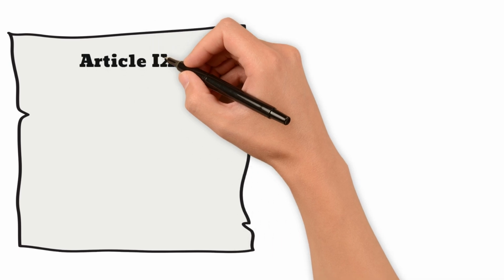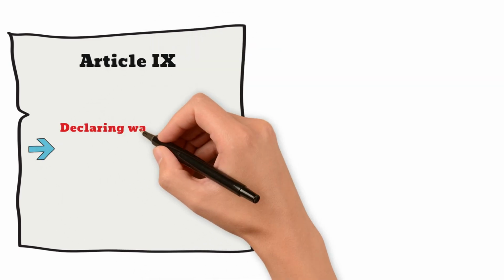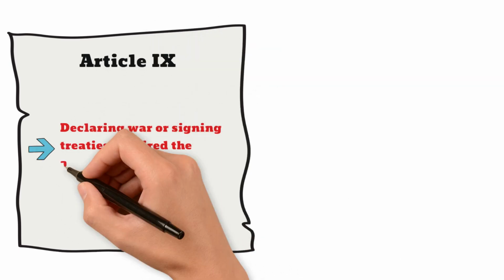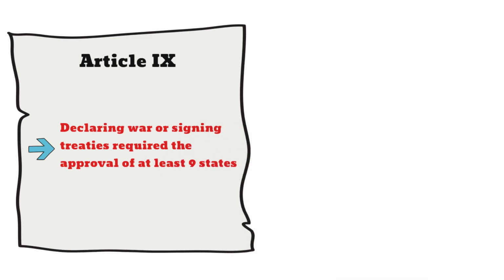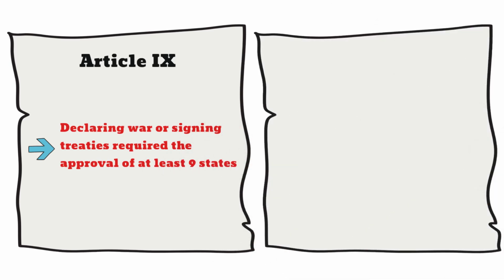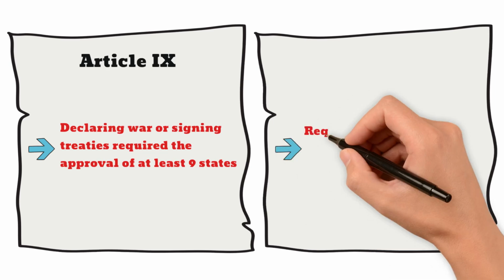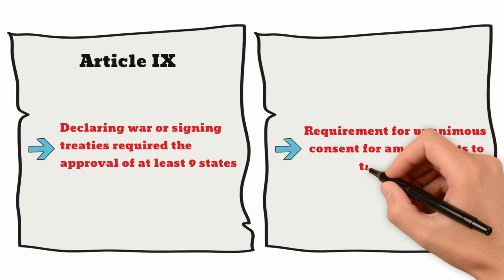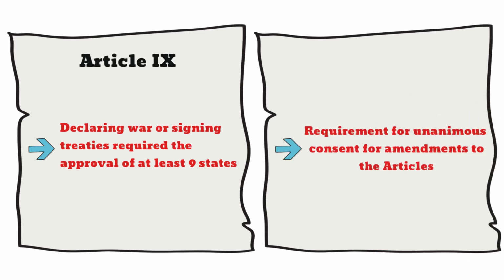For example, Article 9 required that declaring war or signing treaties required the approval of at least 9 states out of 13. This high threshold for action made it difficult for Congress to respond quickly or decisively to international crises or internal issues. Even more problematic was the requirement for unanimous consent for amendments to the Articles, as stipulated in Article 3. This nearly unattainable standard made reform virtually impossible, stifling any efforts to strengthen or improve the system.